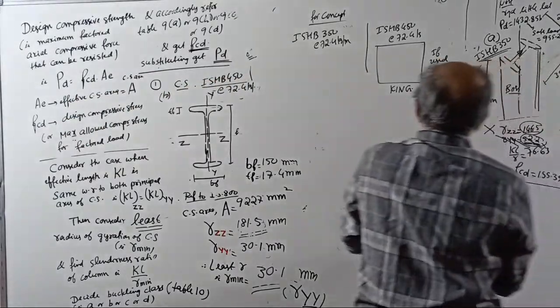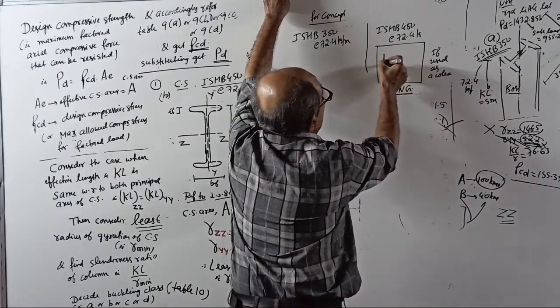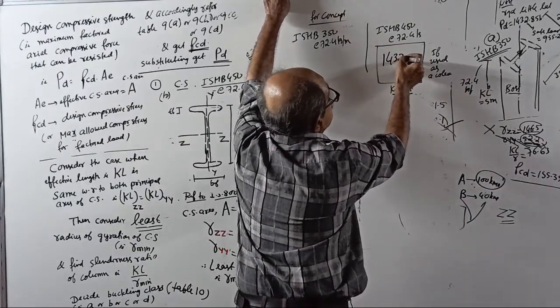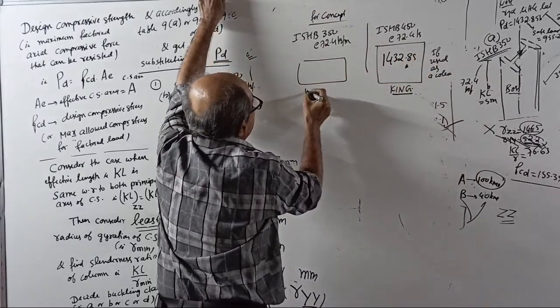He will tell, I am the king. King, HB. Strength came 1432.85 kilonewton. This is very, very weak.